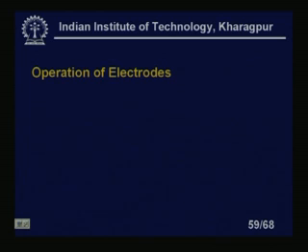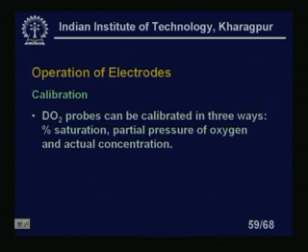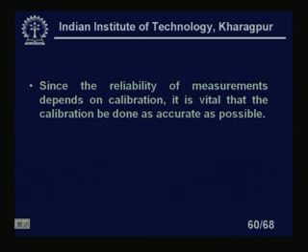A well designed polarographic probe was shown to withstand repeated steam sterilizations with a high reliability. Now, operations of the electrodes, let us look at calibration, this is the most important thing. DO2 probes can be calibrated in three ways: percentage saturation, partial pressures of oxygen, and actual concentration. Since the reliability of measurements depends on the calibration, it is vital that the calibration is done as accurately as possible, right. We will show some equations by which we can make the calibrations.